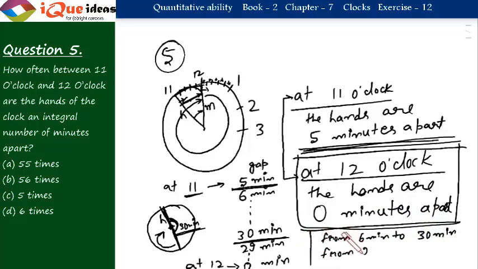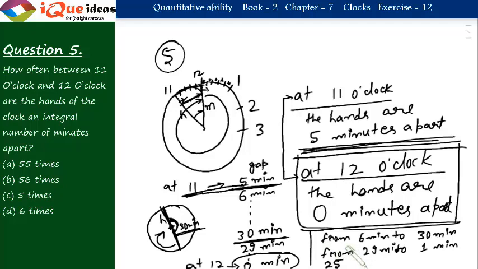Then from 29 minutes, in the reverse order, to 1 minute, right? We don't have to count at 11. We don't have to count at 12, right? Because the question is asking between 11 and 12. All right. So this will be from 6 to 30.